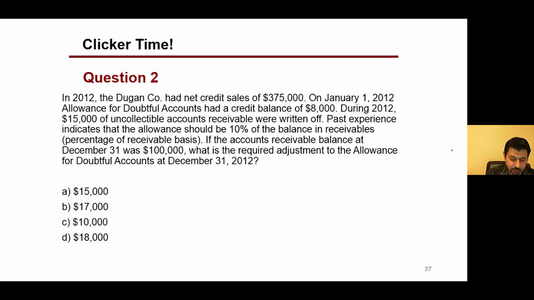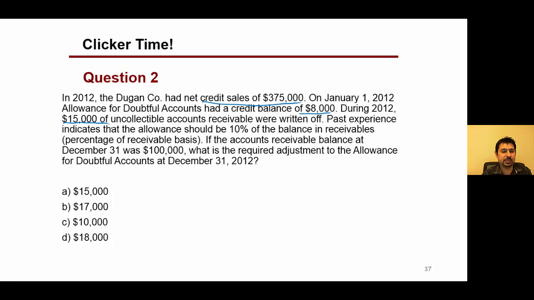And this is another question. In 2012, the Dugan company had net credit sales of 375,000. On January 1st, 2012, allowance for doubtful accounts had a credit balance of 8,000. So this is the beginning balance, and net credit sales was 375,000. During 2012, 15,000 of uncollectible accounts receivable were written off. So we had 15,000 written off.